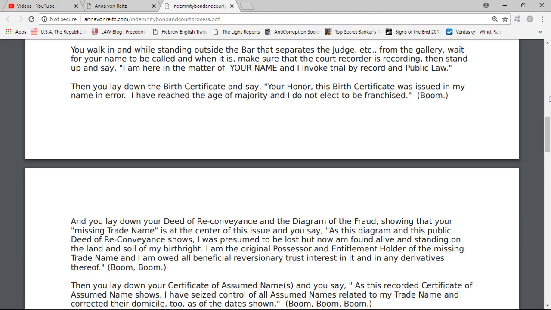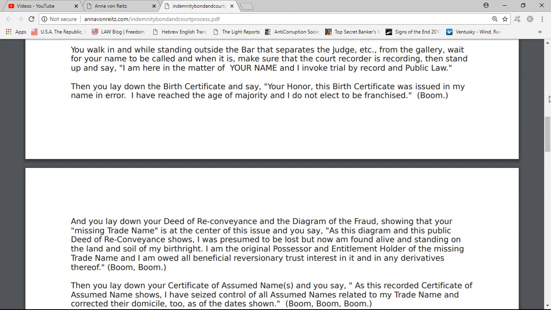You walk in, now this is what you do, and I've had a friend do this twice in court, and jaws were dropped, and it was silence, and nobody wanted to see any of his paperwork. I believe he had a violation where he was pulled over and didn't have plates or something like that. You walk in, and while standing outside the bar that separates the judge, etc., from the gallery, wait for your name to be called, and when it is, make sure your court recorder is recording.